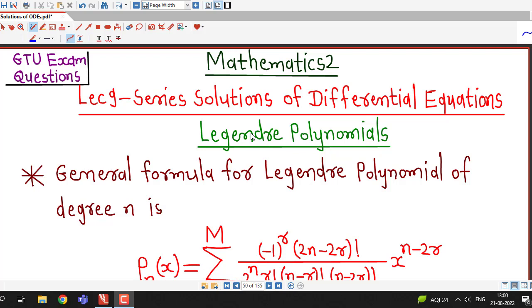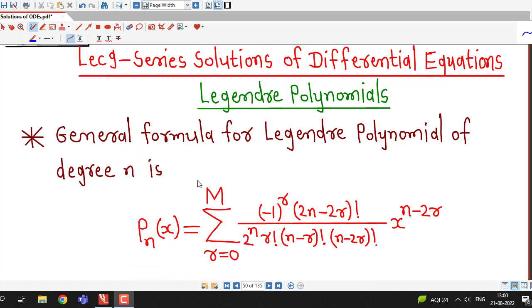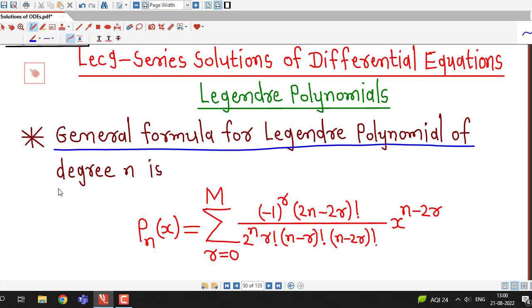In lecture number 8, we discussed Legendre polynomials and saw how we can derive them from the linearly independent solutions of Legendre's equation. In this lecture, we are going to discuss the general formula for the Legendre polynomial of degree n. We are not going to derive how this formula comes about, but we will accept it, and using this formula we will write down the first few Legendre polynomials.